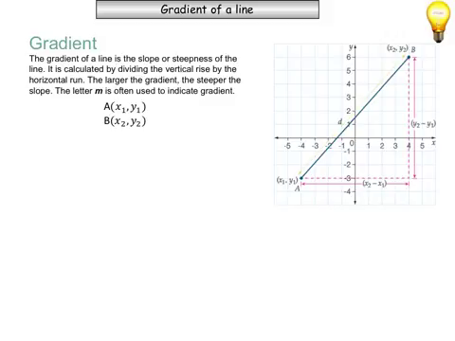So the gradient of a line is the slope or steepness of the line. It is calculated by dividing the vertical rise by the horizontal run. The larger the gradient is, the steeper the slope, and the letter M is often used to indicate the gradient. And you need to become familiar with that. So if we have a look at our diagram again, because we want to do this in general terms, we've got 2 points, x1, y1, and x2, y2. Remember, we want this to be able to work for any values of x and any values of y.